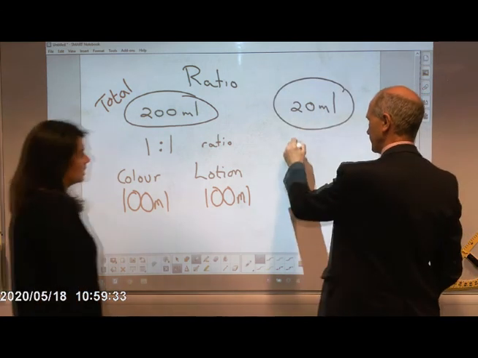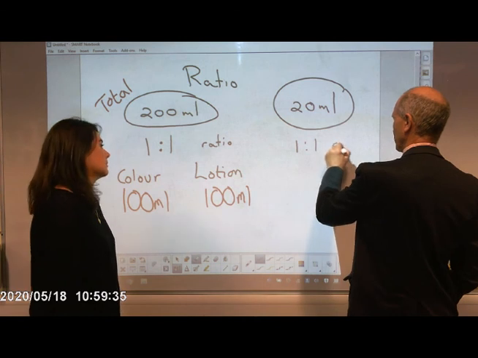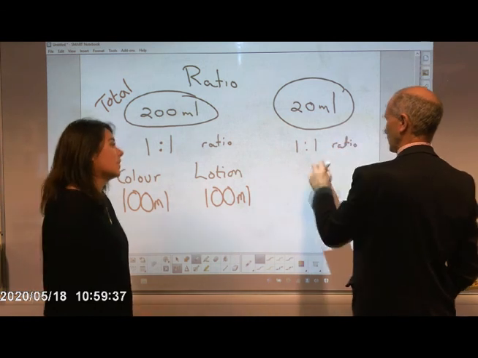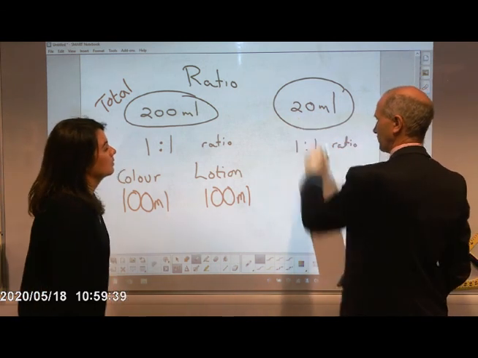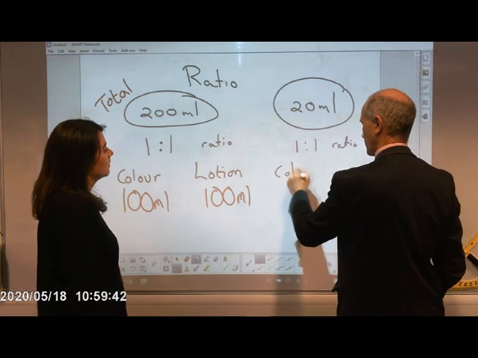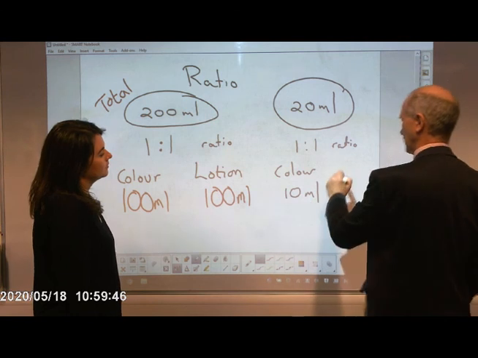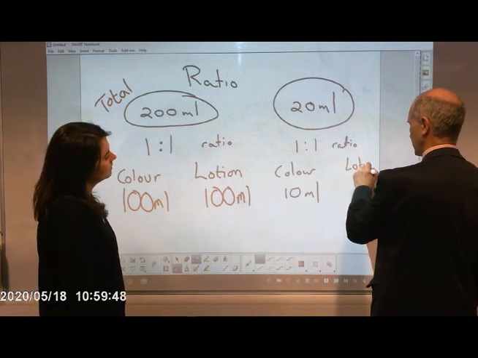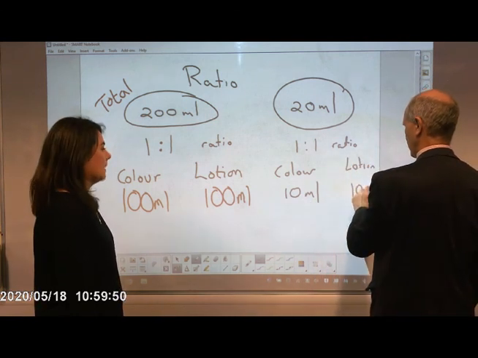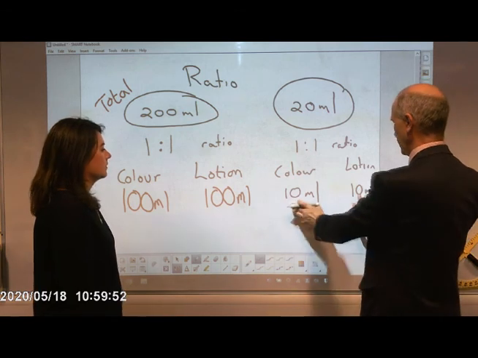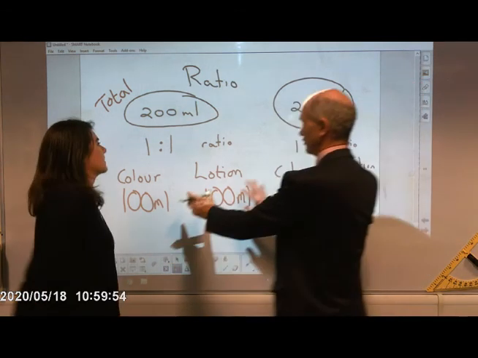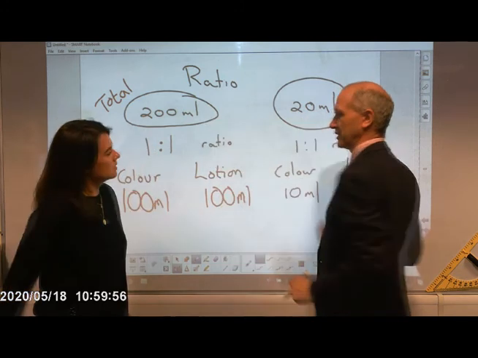I'm still splitting it in a 1-to-1 ratio, so we're still dividing by 2. For colour, I'm going to need 10, and for lotion, I'm going to need 10. It's a lot less than for you, 10 times less, because I don't need to make as much.